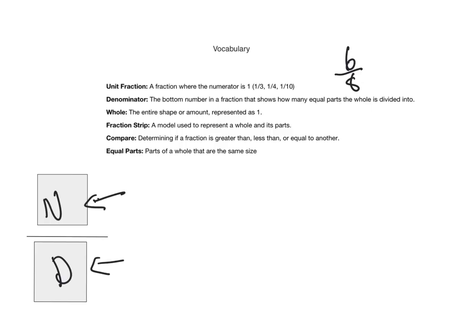A fraction strip is a model used to represent a whole in its parts. To compare fractions means to use the greater than, less than, or equal to sign. Equal parts are the parts of a whole that are sized the same.